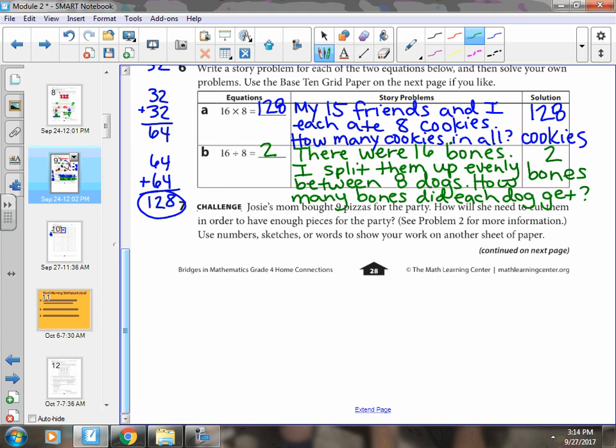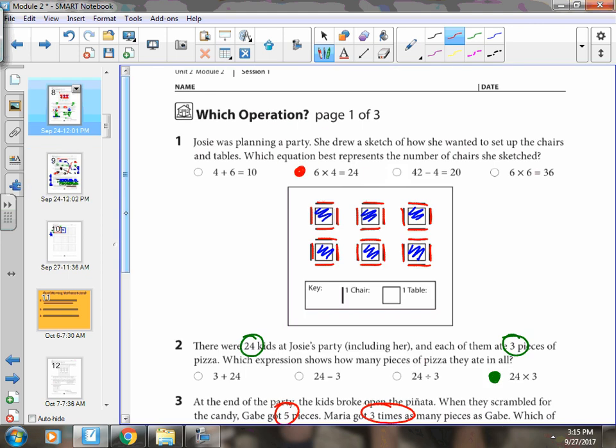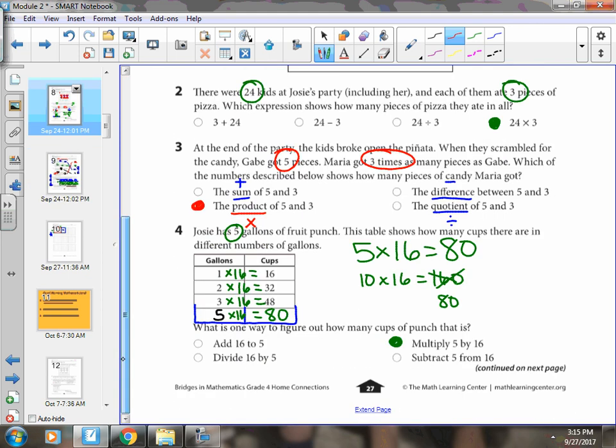The challenge. Josie's mom bought 9 pizzas for the party. How will she need to cut them in order to have enough pieces for the party? See problem 2 for more information. If we go back to problem 2, I see that problem 2 is 24 divided by 3. I'm sorry, 24 times 3. And remember I said we're going to need that information later on. So now we need it.